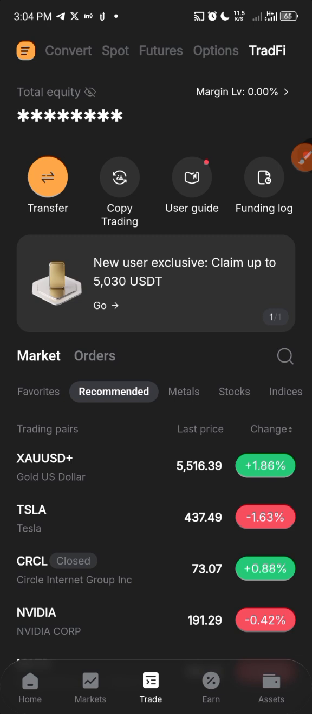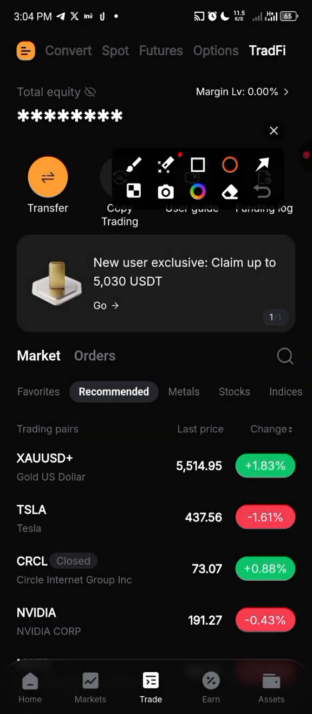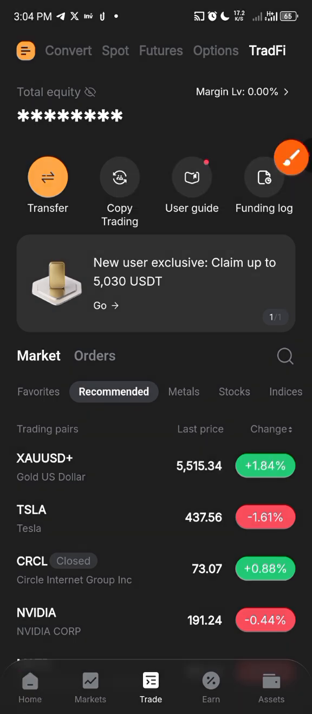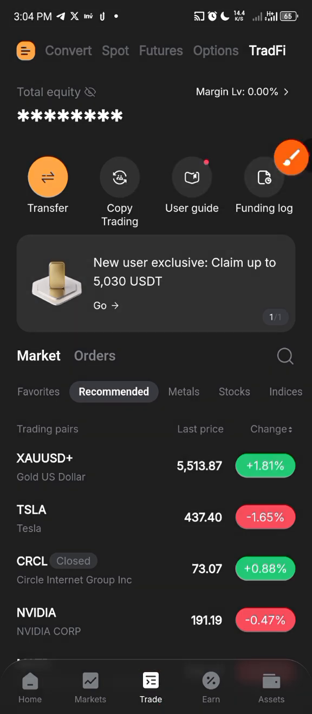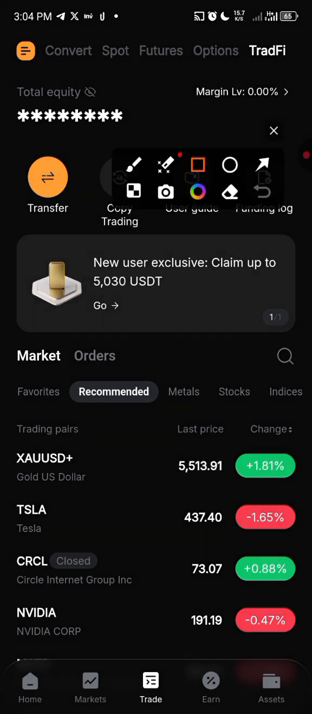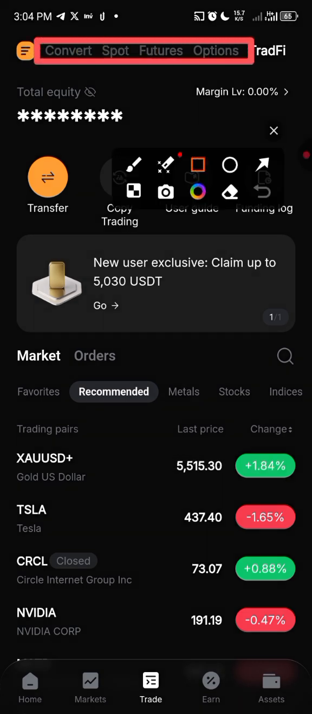Now if you notice, when I click on the trade file, it brought us to trade right here. Remember I told you we have home here, we have market and all of that, right? Now this one brought us to trade. Another thing you can do is when you click on trade, you come to this upside, and you can see all the menu right there. You can see convert, spot, futures, options, and trade file, right?